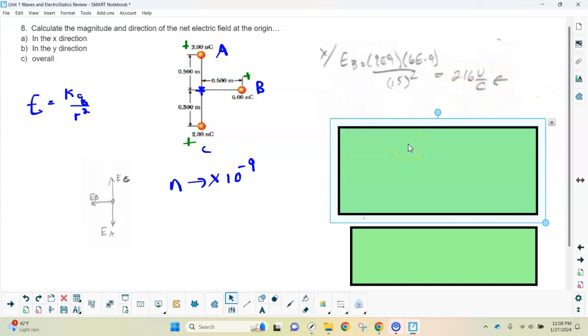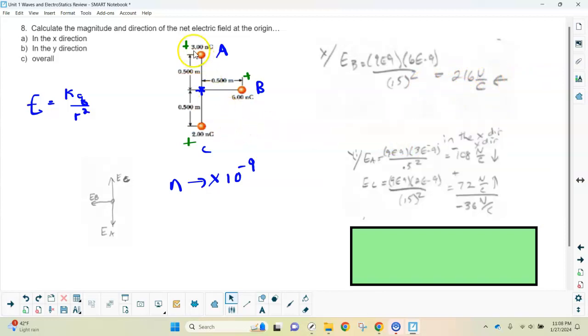In the Y direction, I just did the same formula for A and the charge of A, and then for C, which is 2 times 10 to the negative 9. So these equations are very similar. For EA, I got it in the Y direction, so that's a negative 108 going down, and then for C, the field's going up. So that's going to be 72 going up, and then because this one's down, I made it negative, and I added them together, and I got negative 36 newtons per coulomb.